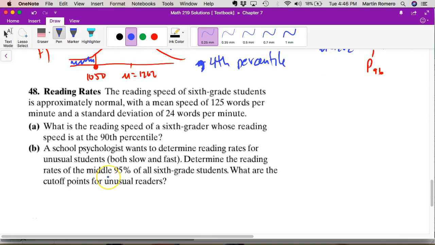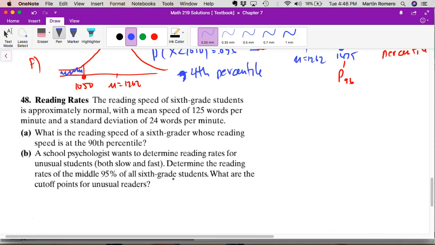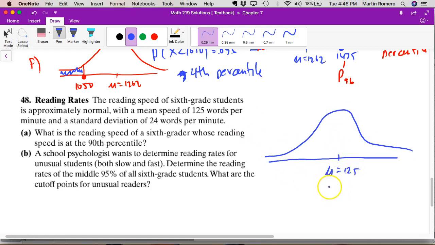Number 48. The reading speed of 6th grade students is approximately normal. So when 6th graders read and we measure their reading by how many words per minute, it looks like a normal distribution. The mean number of words per minute is 125. Standard deviation of the data is 24. Again, we don't have all the data, so we can just approximate it with a curve. What is the reading speed whose reading speed is at the 90th percentile?